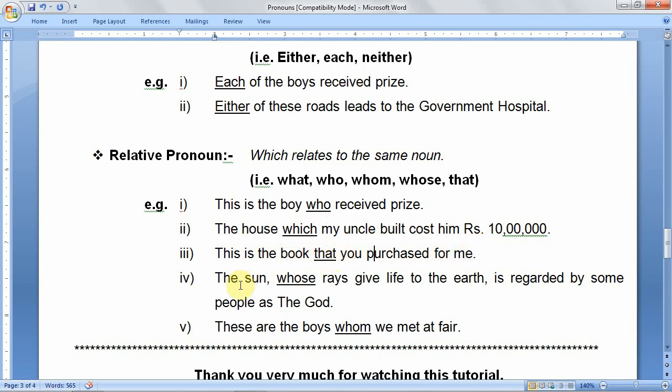The sun whose rays give life to the earth is regarded by some people as the god. So the sun whose rays, it is whose, which is specially for the subject sun. These are the boys whom we met at the fair. So especially these whom for boys. So this is called relative pronoun.